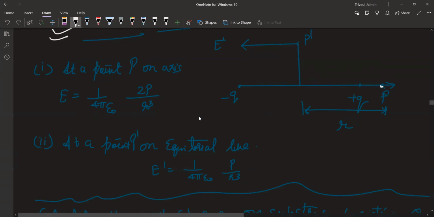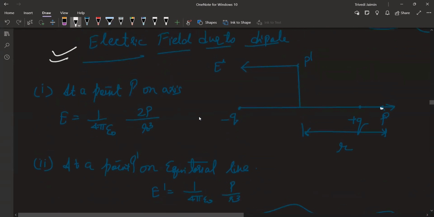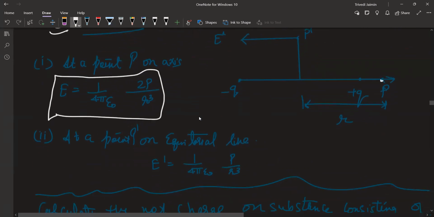On axis. Electric field due to a dipole at a point P on the axis. So it will be E equals 1 by 4 pi epsilon naught into 2p by r cube. This is just a formula, remember it. No need for the derivation, let it be.